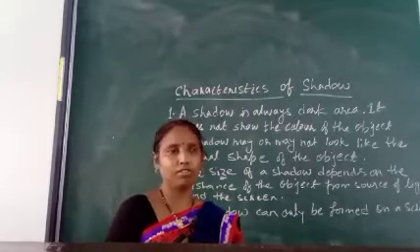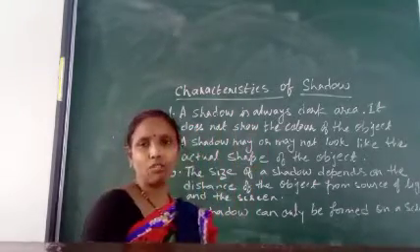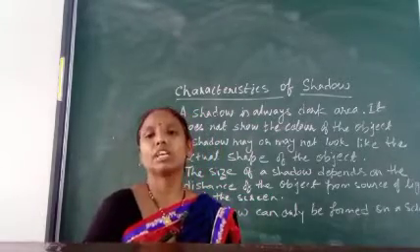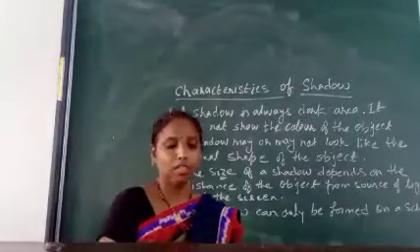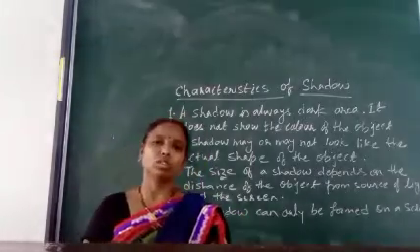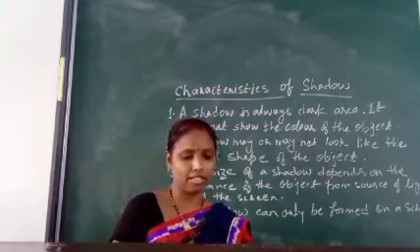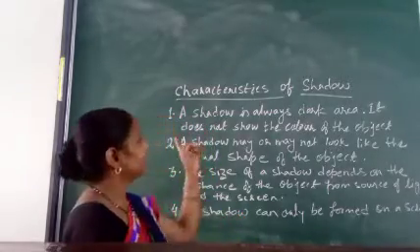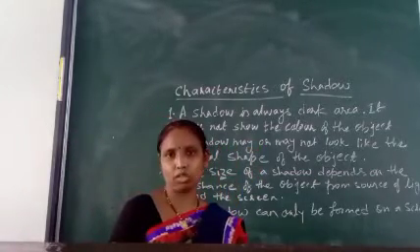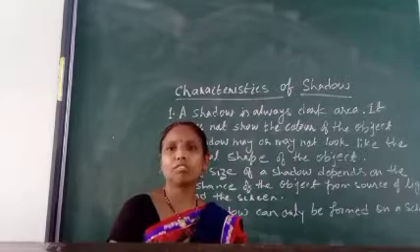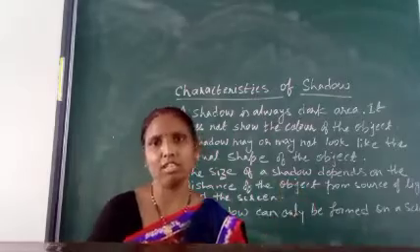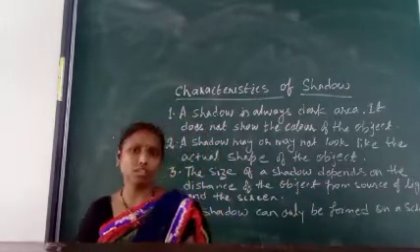Now today we will do the characteristics of shadow. That means when a shadow is forming, what characteristics can we see, what is the nature of that shadow, what are the things we can have in that shadow. The first characteristic of a shadow is that a shadow is always a dark area. It does not show the color of the object. Whenever the shadow forms, it will always be a dark patch, always black in color. There will not be any other color of the shadow.